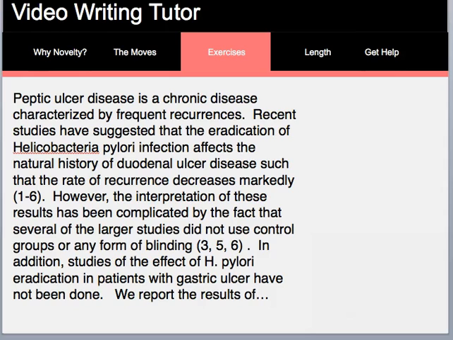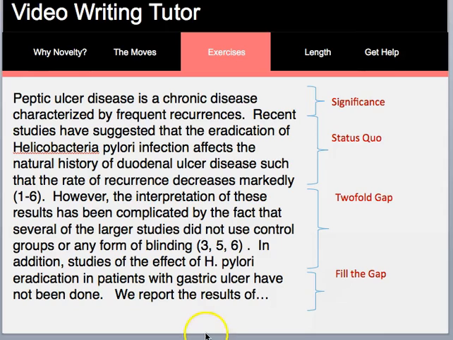So hopefully you had a chance to look over this example. Now you can check against what I got. I got the fact that peptic ulcer disease is chronic and frequently recurring as being very significant. The status quo here, I got that recent studies have suggested that eradicating it might decrease ulcers. We then got a twofold gap. There's two things wrong with it. These results have been complicated because of some methodological flaws. It looks like they didn't use control group blinding, and they didn't do tests on a specific type of patient.